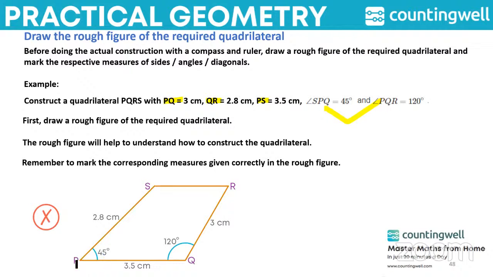So here you can see what a student has done. He has taken PQ equal to 3.5 instead of 3 centimeter, and he has taken QR equal to 3 centimeters. So he has taken these two lengths by interchanging them. So this is not the correct way. You should always mark the name of the quadrilateral correctly.